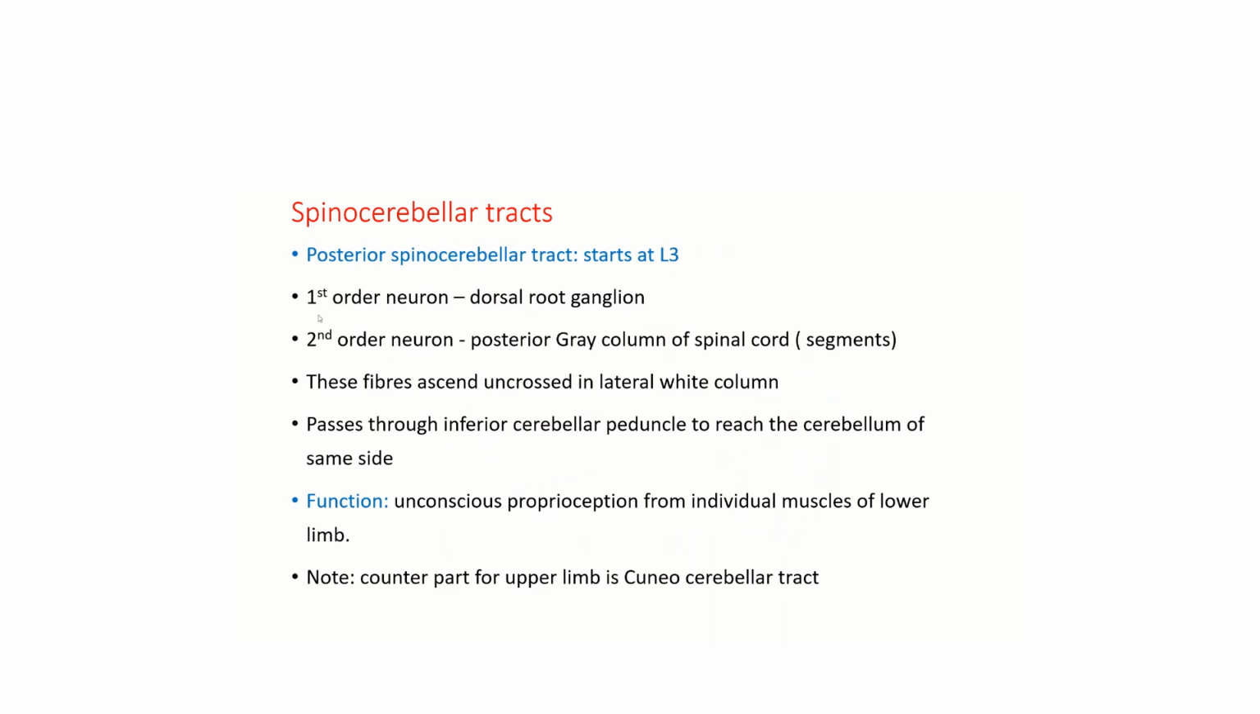To revise, the first order neuron for the posterior spinocerebellar tract is the dorsal root ganglion. Again, the second order neuron is the same, the posterior gray column of the spinal cord, but these fibers ascend uncrossed in the lateral white column. They pass through the inferior cerebellar peduncle to reach the cerebellum of the same side. Function: unconscious proprioception from individual muscles of the lower limb. Earlier it was unconscious proprioception from the entire lower limb, whereas here it is from individual muscles of the lower limb. For the upper limb, the counterpart of the posterior spinocerebellar tract is the cuneocerebellar tract.